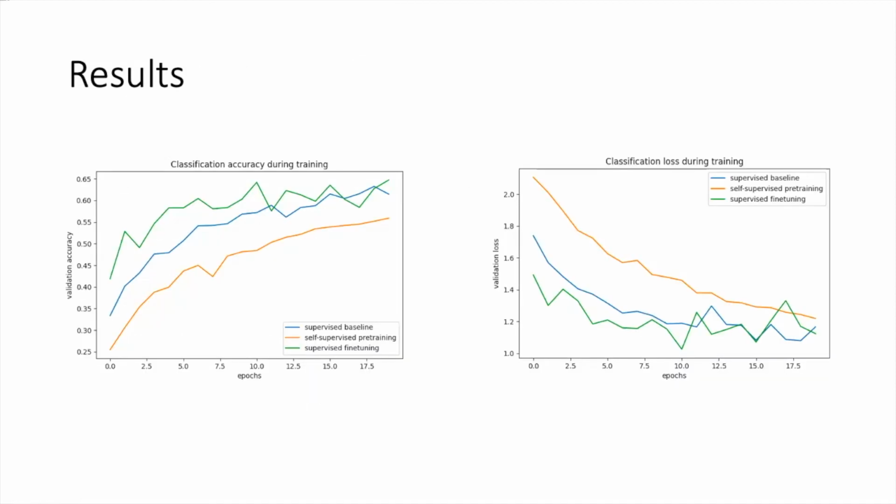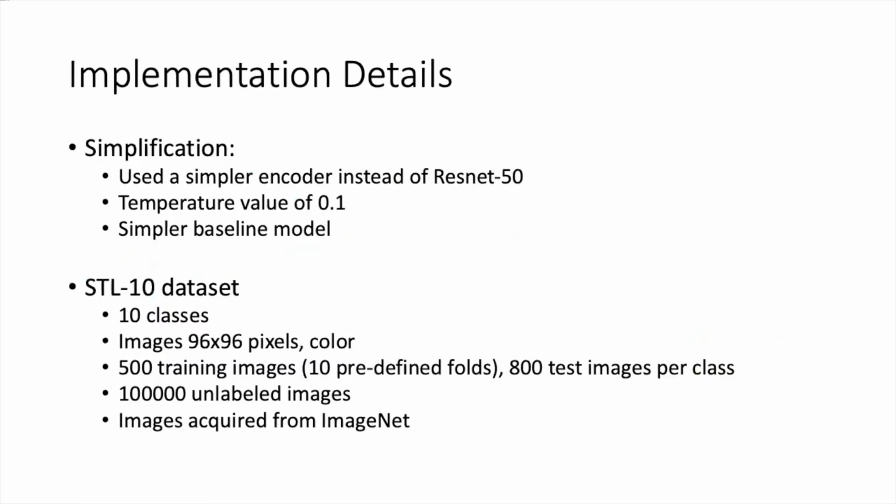Now coming to the results of my implementation, as you can see in these graphs, I have three different models. One is the supervised baseline model, the other is the supervised fine-tuned model, and the third one is the self-supervised pre-trained model. What this means is that in contrastive learning, you first pre-train a model and learn the embeddings. Using this model, you fine-tune it later and you get the supervised fine-tuned model. The supervised baseline model is trained only on the labeled dataset. In our original dataset, as we saw, there are only 5,000 training images which are labeled.